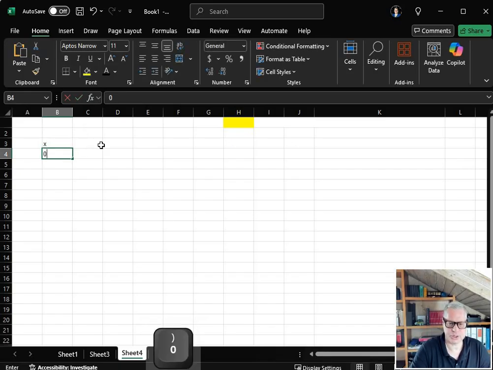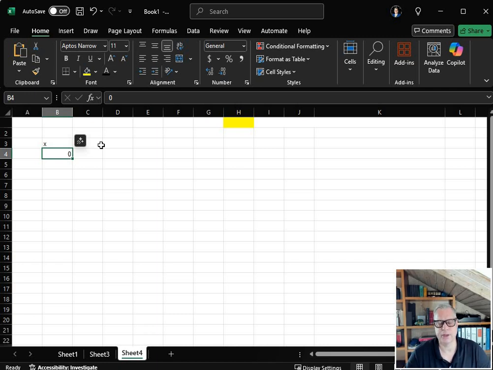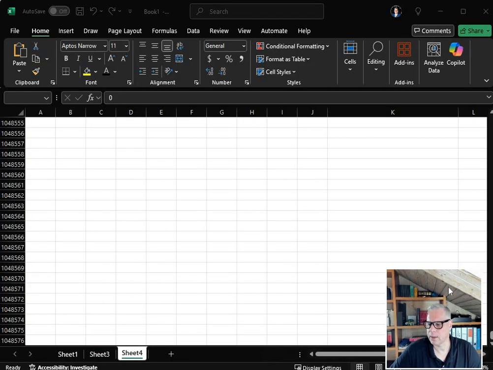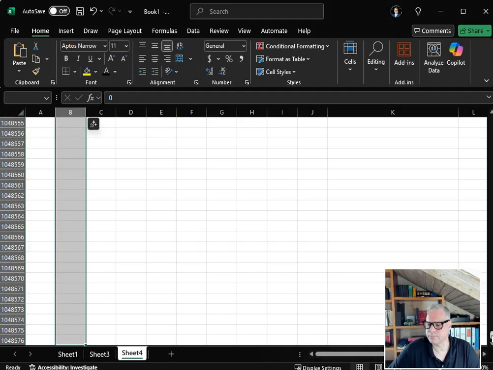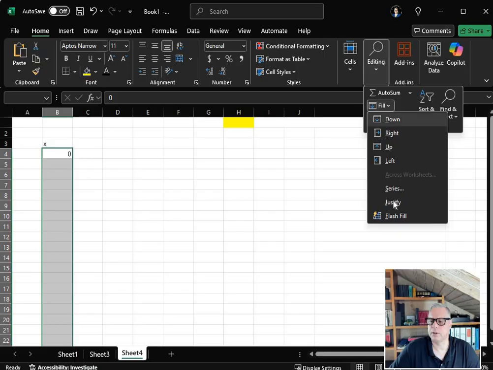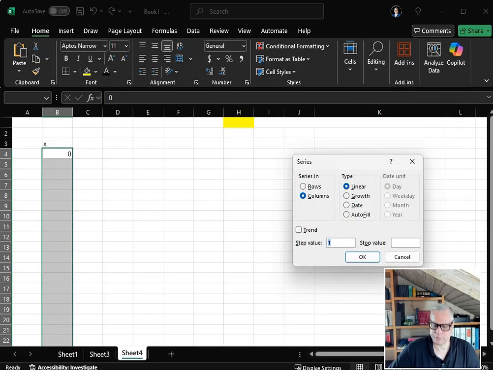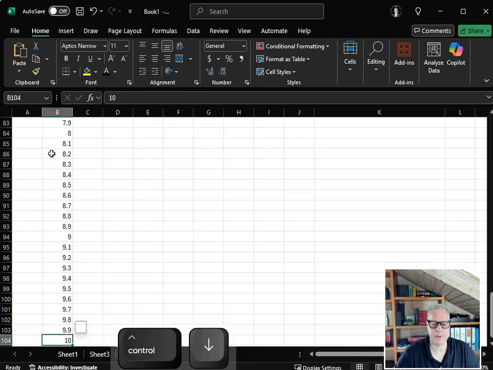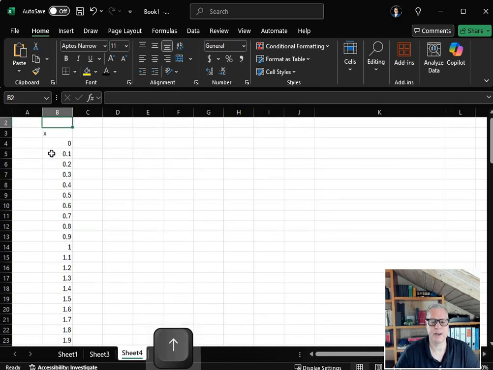X, and I do it from 0 again to 10. So I create a column that goes from 0 to 10, and this time I do a step value of 0.1. So I highlight everything, then we go to Home, Edit, Fill, Series, step value 0.1, stop at 10. Okay, so now we have a column from 0 to 10.